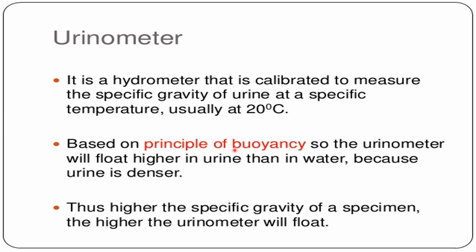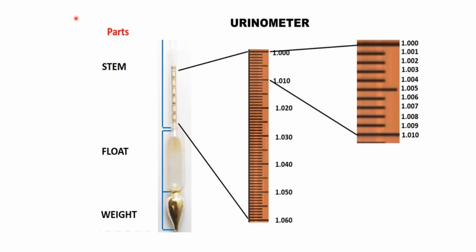Based on the principle of buoyancy, which means floating ability, the urinometer will float higher in the urine than in water, because urine is denser. So thus the higher the specific gravity of a specimen, the higher the urinometer will float. So this is the principle of urinometer which you must remember. Now these are the parts of urinometer, which includes the stem.